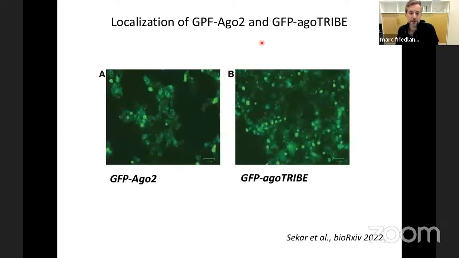So the first thing we wanted to see is where does our fusion protein localize? Does it localize similarly to naturally occurring Argonaute? And so you have here GFP tagged AGO2 and here GFP tagged agoTRIBE. And you can see that the localization is very similar, in particular the overall pattern. And interestingly, you see these little bright green spots, which could very well be P bodies, which are the processing bodies where microRNAs relocate their targets.